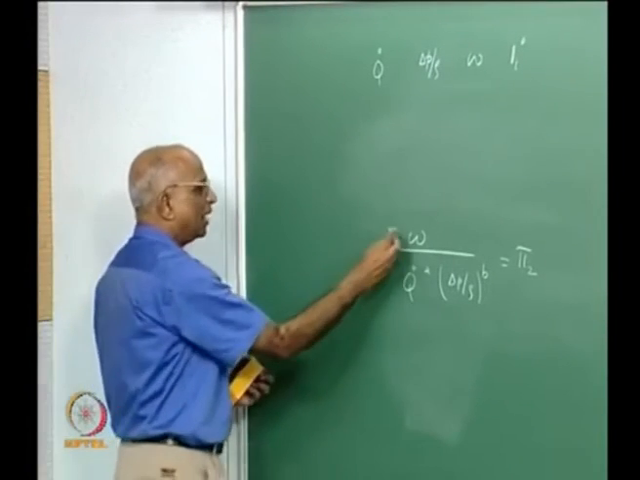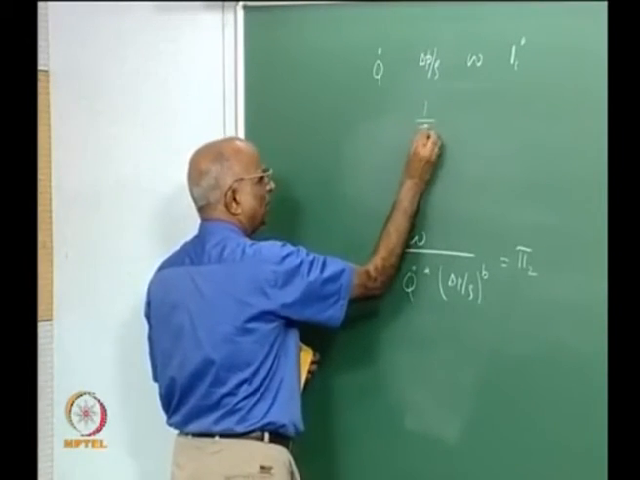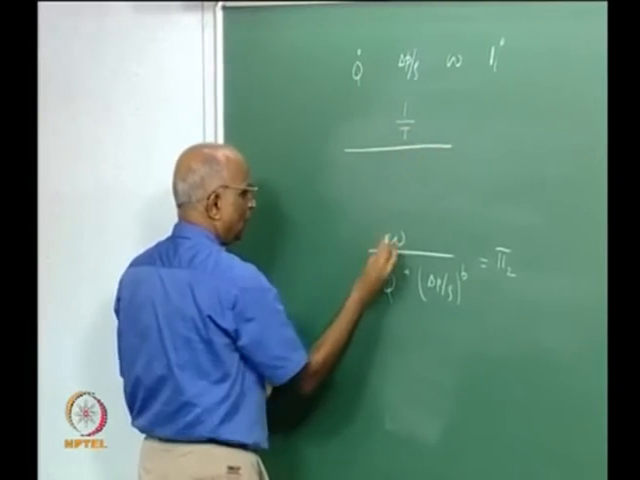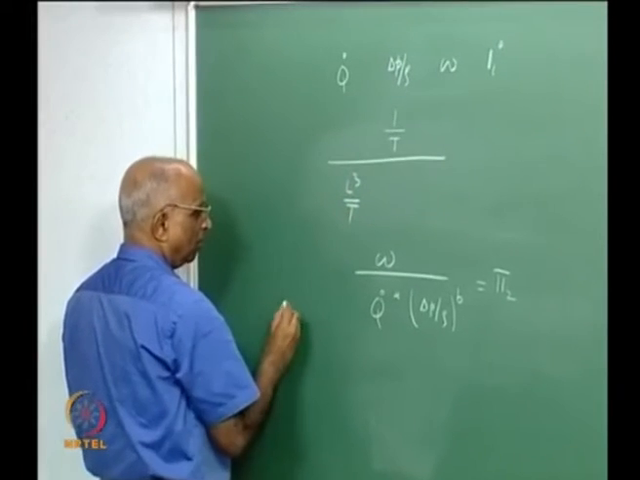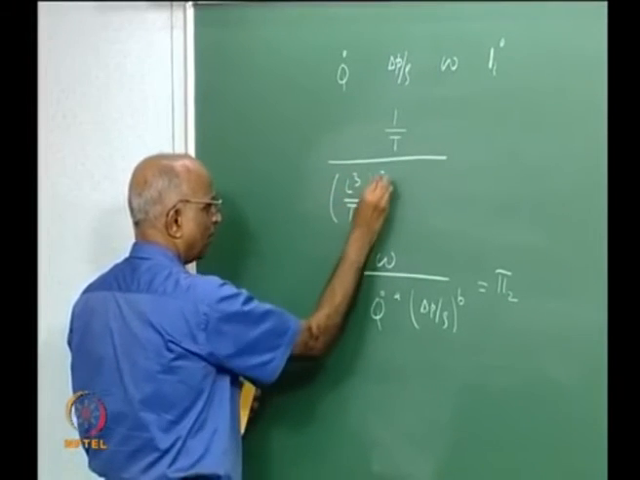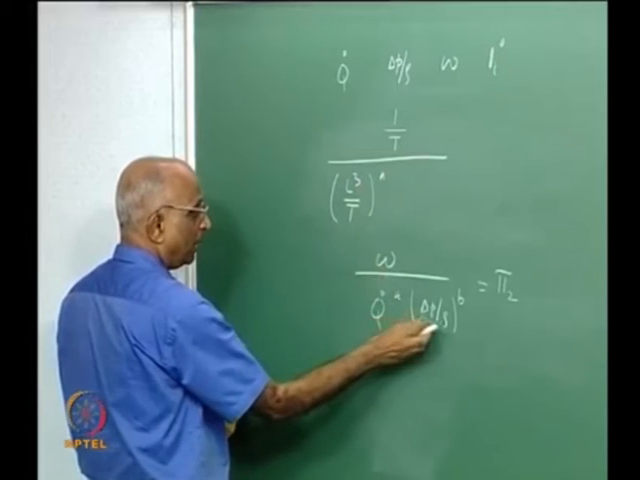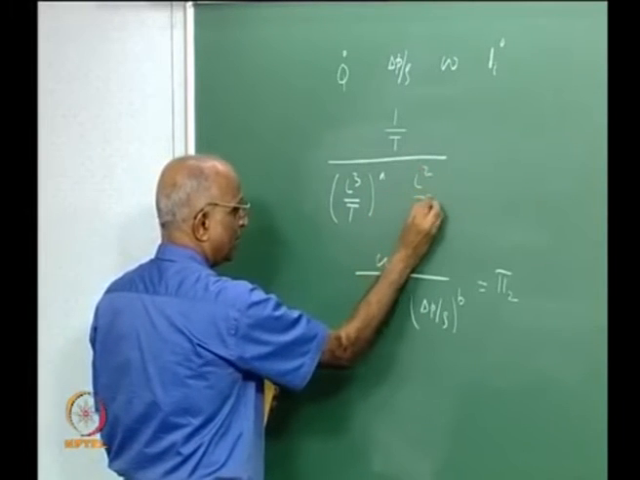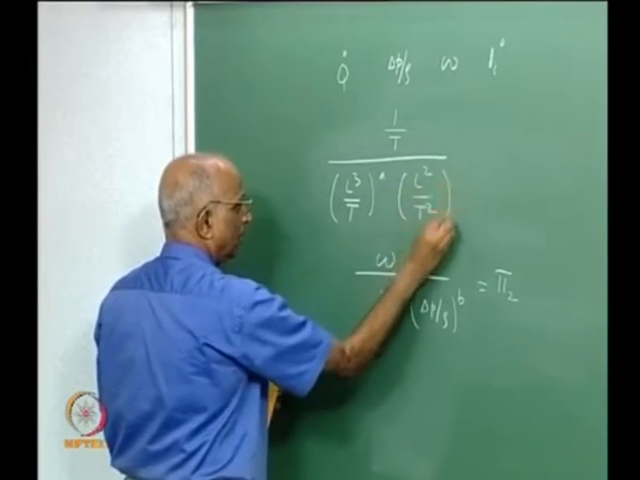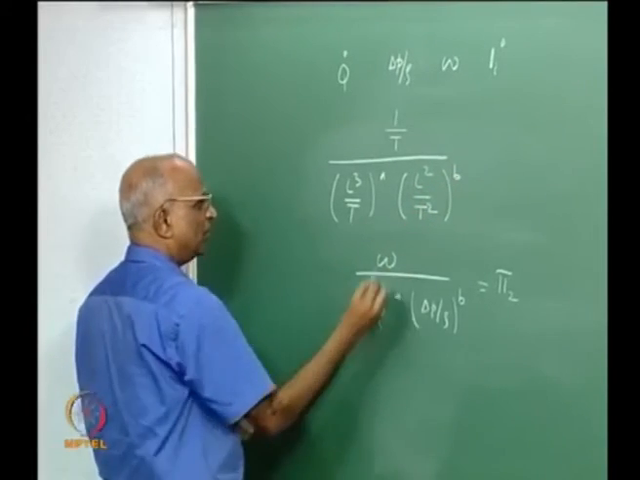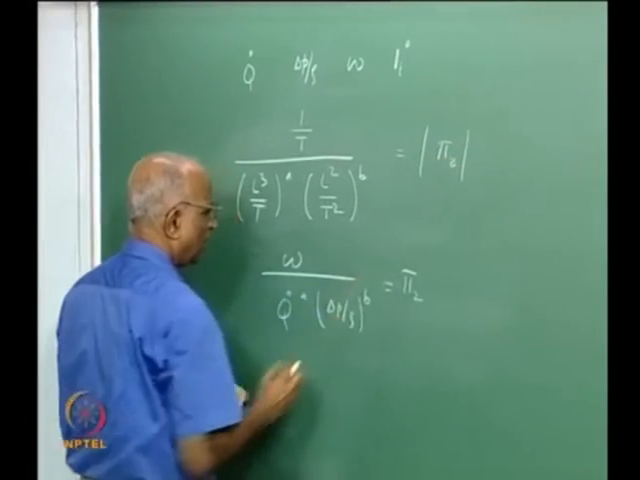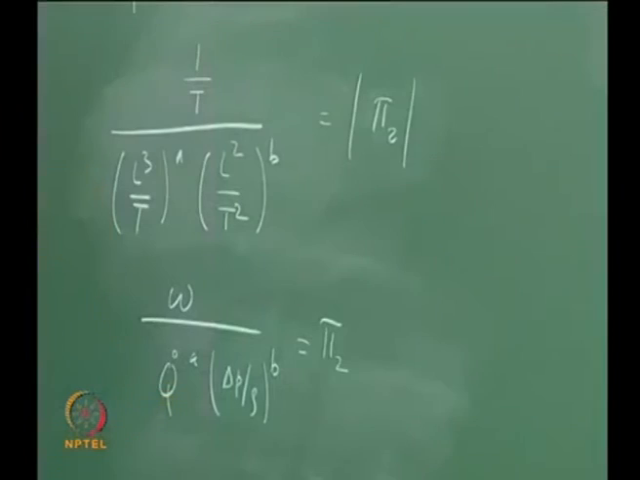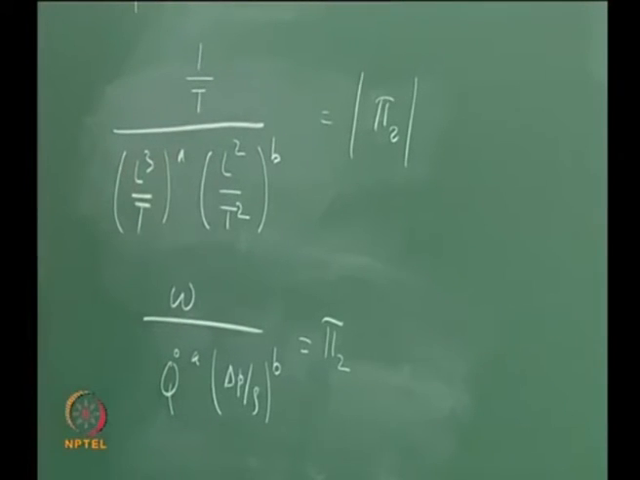How do I do this? I say omega has units of 1 over t, then q we just now told is units of L cube by t, meter cube per second, to the power a, delta p by rho we had L squared by t square to the power b. This should give me a non-dimensional parameter, let us say pi 2 over here. Now what should be my choice of a and b for it to be non-dimensional?